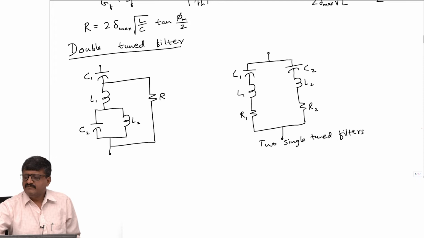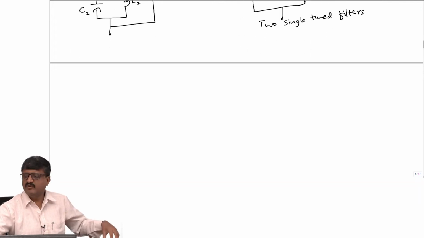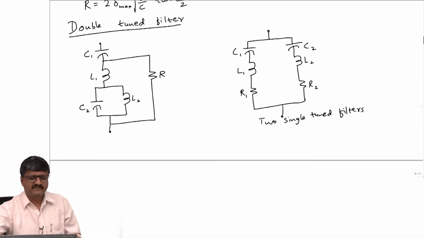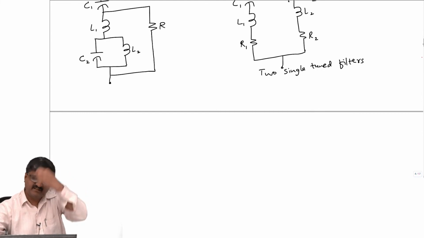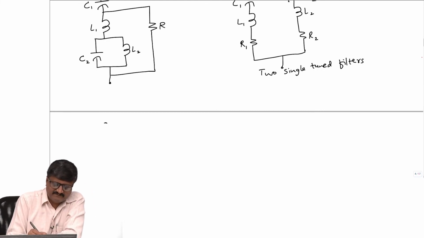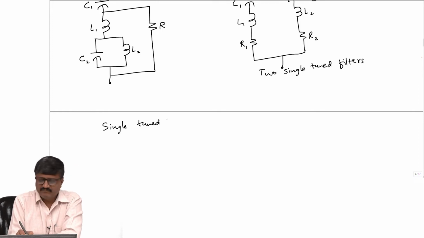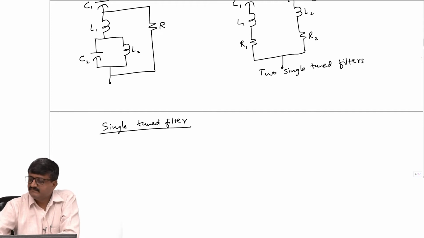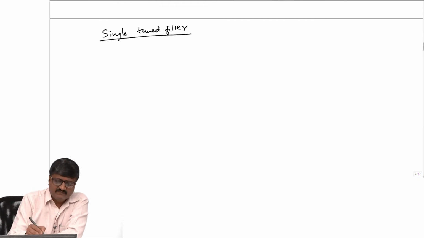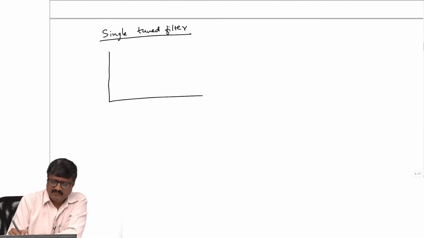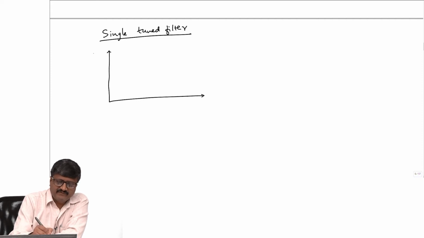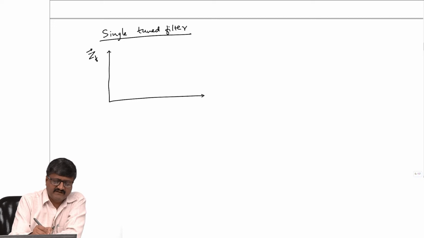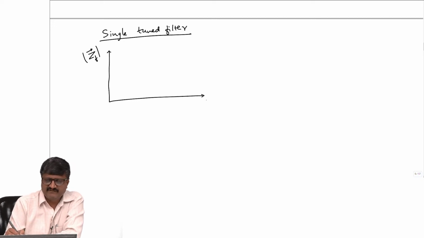Now the question is how is this double tuned filter supposed to behave? See, in the case of single tuned filter, suppose I plot the magnitude of the impedance of the filter as a function of frequency.